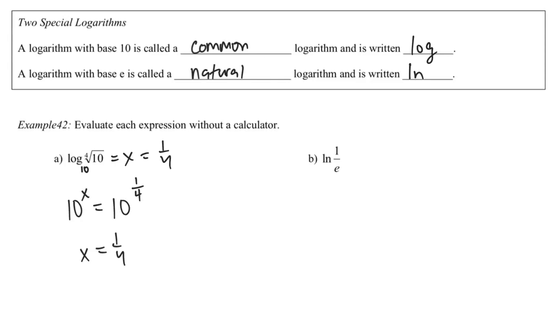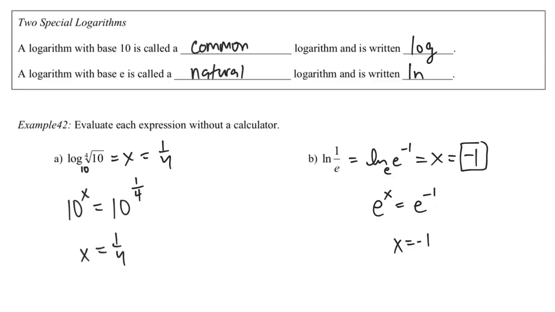Okay, and then on letter B, we've got ln of 1 over e, which is really the same thing as ln of e to the negative 1, if you want to do it that way by moving the e to the numerator and making its exponent negative. And so then what is the base of this? Well, it's base e, and so this is going to say e to the x is equal to e to the negative 1, and so x is equal to negative 1.